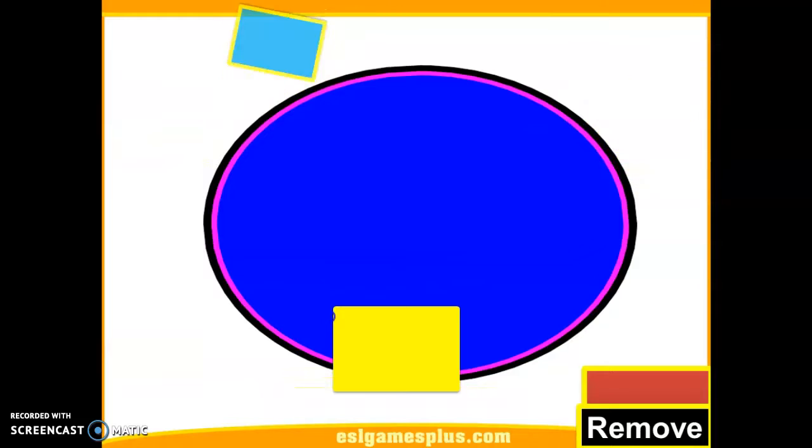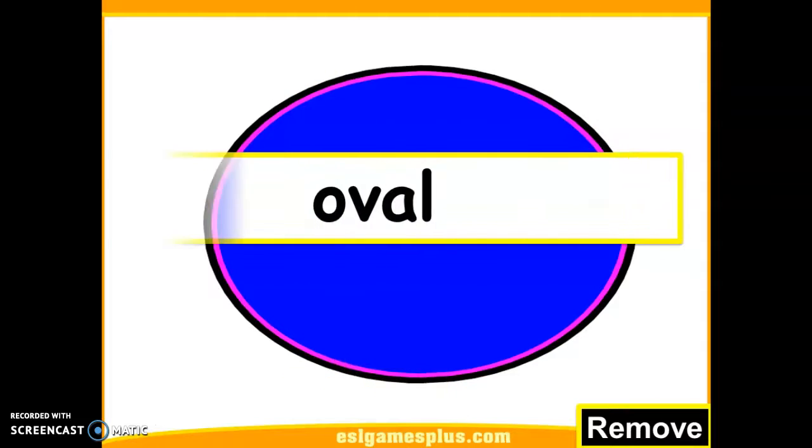Now let's find out what shape is under here. This is something that looks like a circle. It looks like a squashed circle. It's an oval. This is an oval.